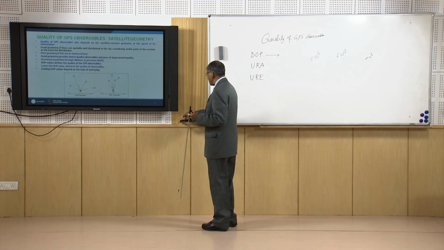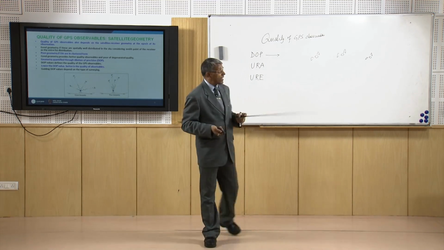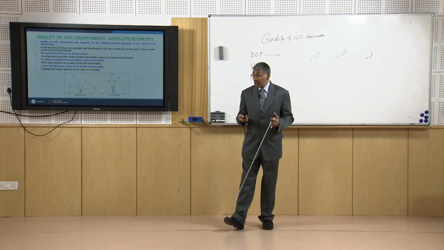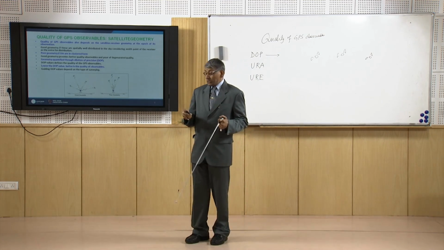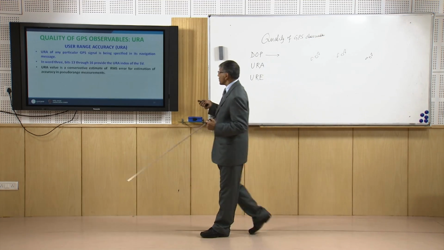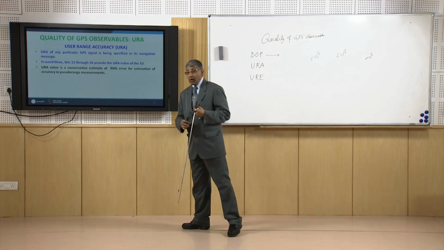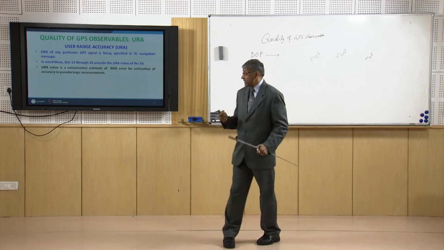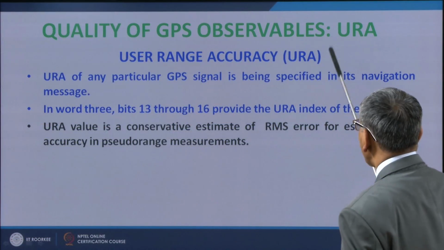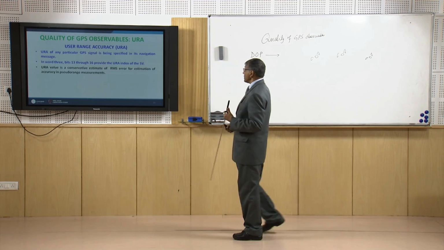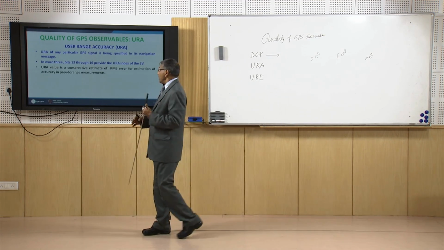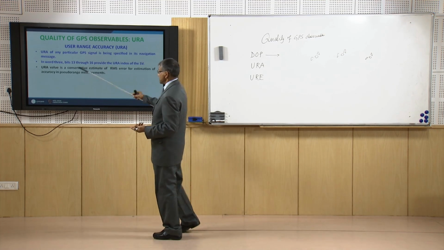Now, once you start taking the GPS observable, even if you have found that the DOF values are less, then also you have some other characteristics which you can see to find out whether the collected data is good or not, and one of the criteria is the user range accuracy. Now, this is a parameter which is available in the GPS navigation message.